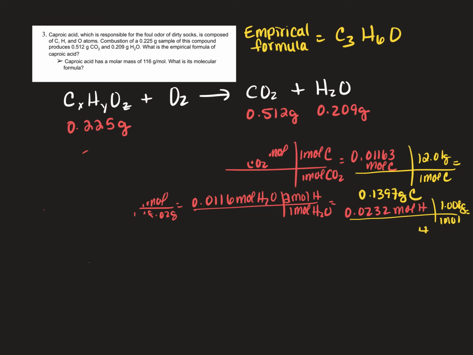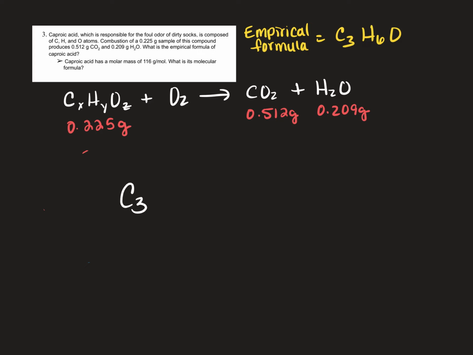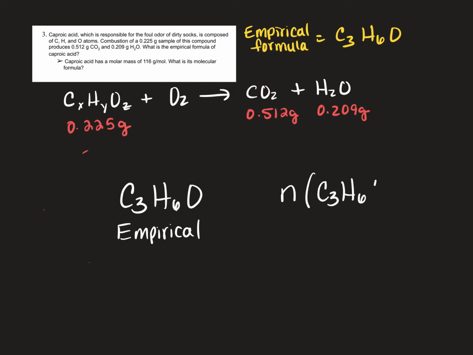So now we have to look at the molecular formula. The molecular formula has to be a multiple of our empirical formula. So C3H6O is our empirical formula. Our molecular formula is going to be some value times that C3H6O value. So that's going to become our molecular formula.